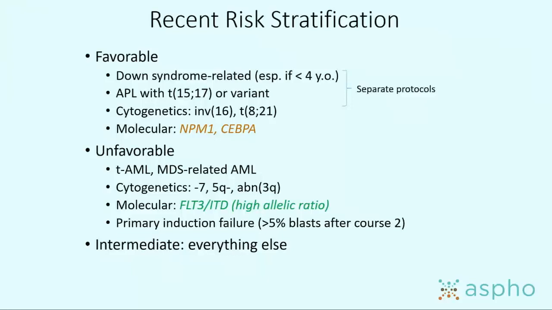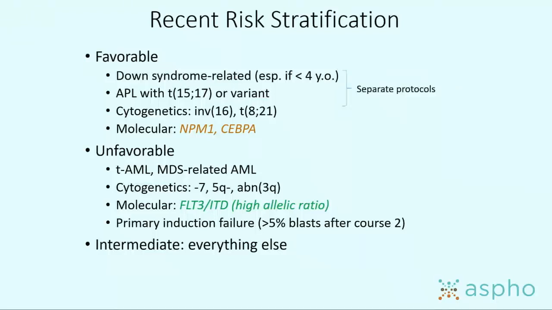And so let's cover what the favorable and unfavorable have been and continue to be. So favorable features, Down syndrome related tends to be favorable, and those patients are treated on a separate protocol. APL, the 15;17 translocated, that's treated with ATRA and arsenic, tends to be favorable, treated on separate protocols.